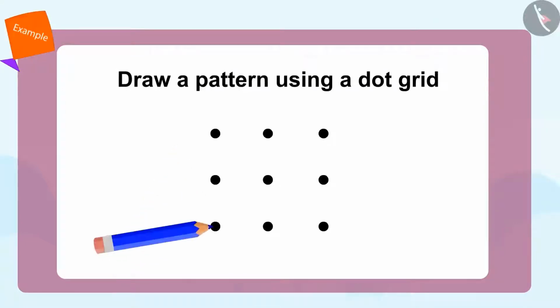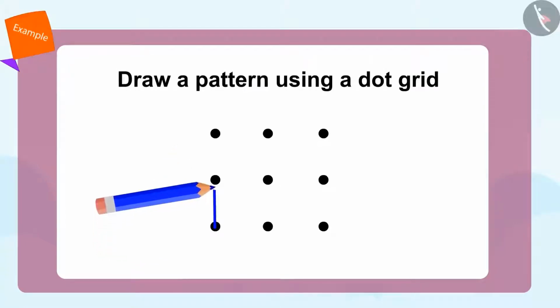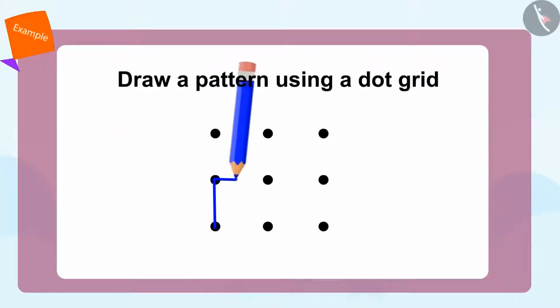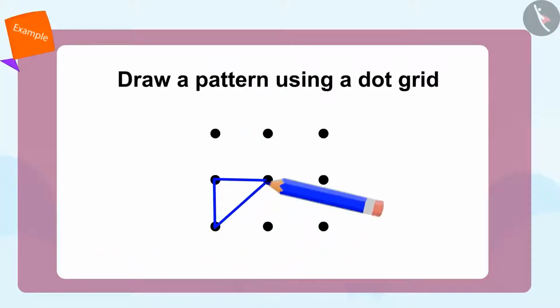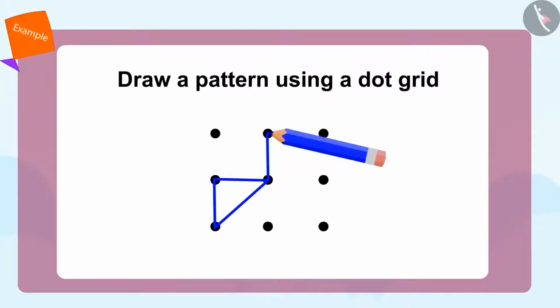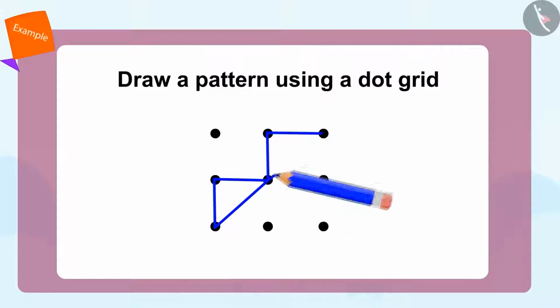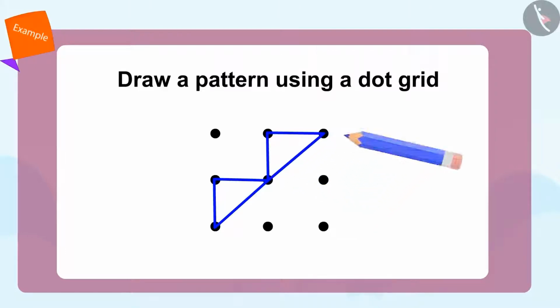First, we will join these two dots and create a vertical line like this. Now we will draw a horizontal line from this dot. Then we will join these two dots to make a slanting line. Then we will repeat the same method for another triangle. And that's how we make our pattern using the dot grid.